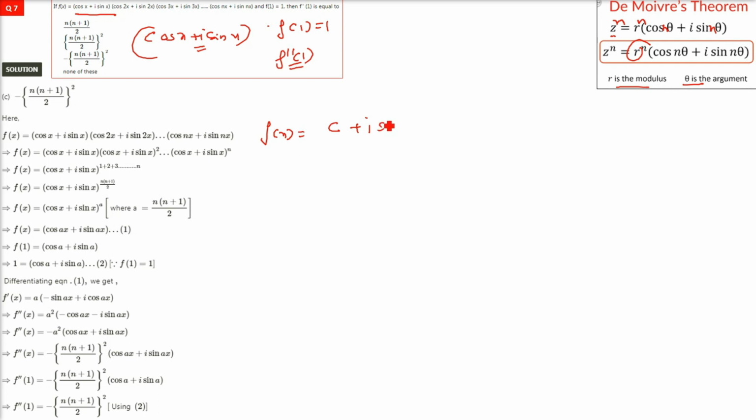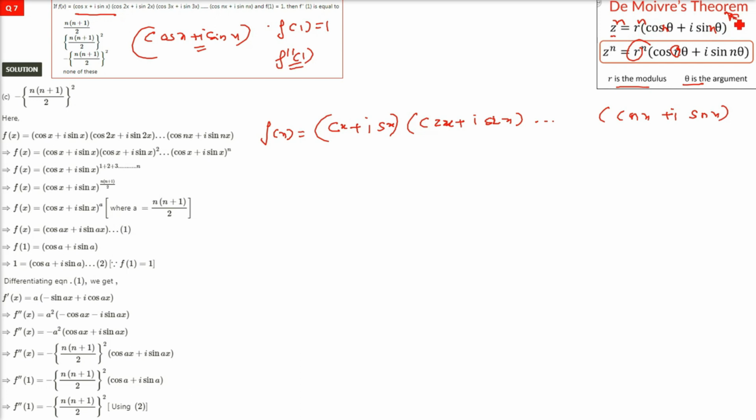Fx, I'm just writing it in short. Fx is cos theta plus i sin theta, and then we have cos 2x plus i sin 2x, theta and x we are using interchangeably, and the last one will be cos x plus i sin x. So we know that cos 2x plus i sin 2x, by De Moivre's theorem, can be taken as the power of cos theta plus i sin theta.